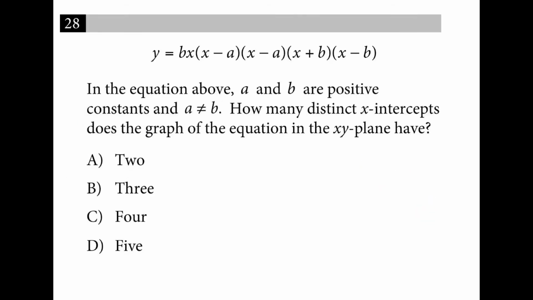So everything is being multiplied here, which means that anytime we create a 0, there's a unique or distinct x-intercept. So whatever a is, works, that's 1. Whatever b is, that works. Whatever negative b is, and also when b is 0. So that's 4 unique solutions.